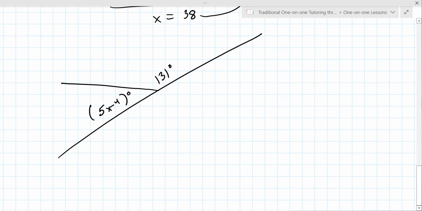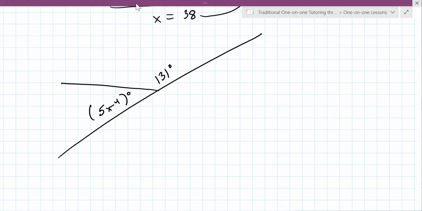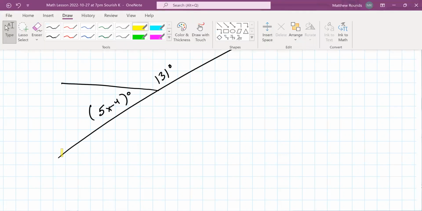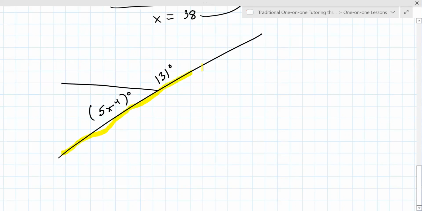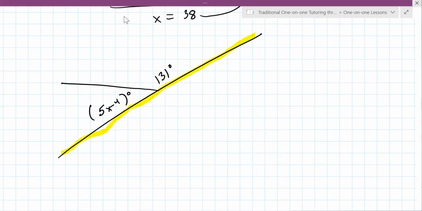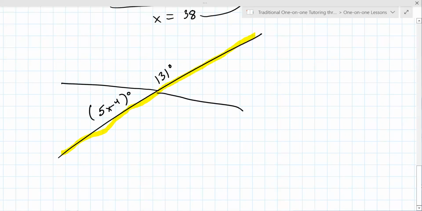Is this a linear pair? Yeah, it is again, because they're on the same line. Now, what if I added this line right here? Are they still a linear pair? No. It doesn't change anything when I add that line. It's still a linear pair. It doesn't matter that I've added a line because they're on this line right here. Doesn't matter if I add another line like this.